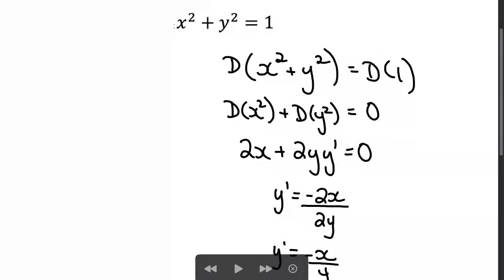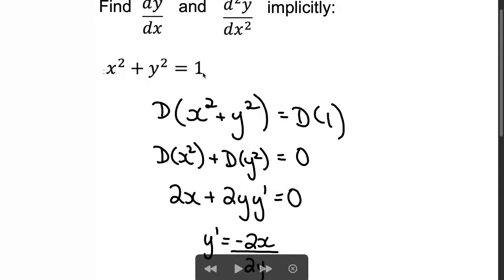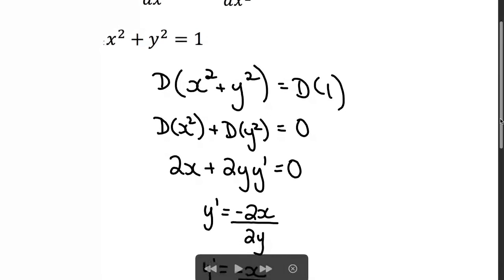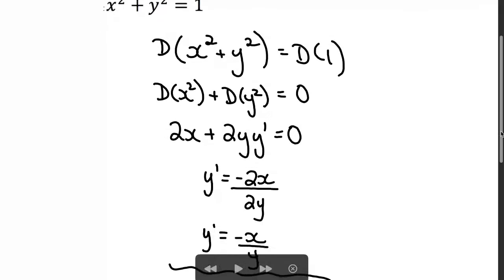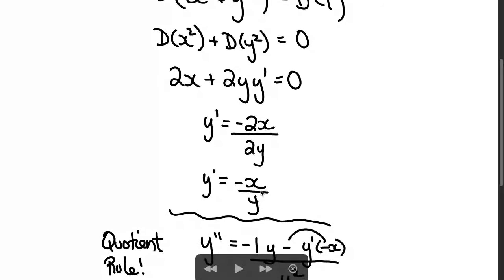Okay, so here is my solution. So I have my relationship here. I'm visualizing a circle, and I'm going to take the derivative of the right side and the derivative of the left side. So I end up with the derivative of x squared plus the derivative of y squared equals 0. Well, I know the derivative of x squared is 2x. The derivative of y squared is 2y times y prime, equal to 0. And I'm going to isolate for y prime, and I end up with negative 2x over 2y, which reduces down to y prime equal to negative x over y.